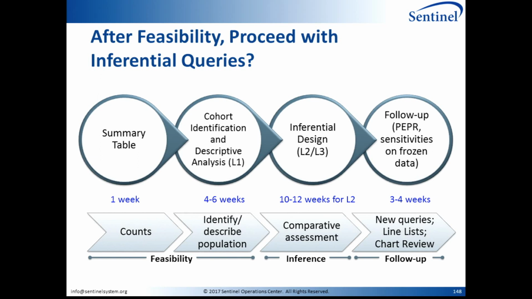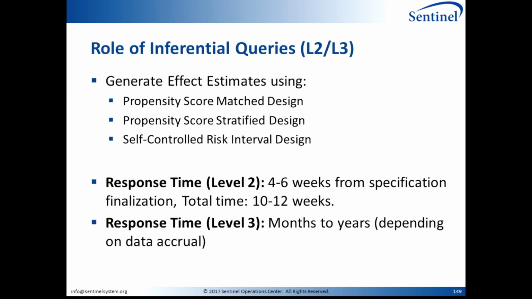And then to actually execute that inference, the idea here being, again, more sophisticated confounding control. Because bottom line, this is observational data. All we produced in terms of the rates that we saw were crude and unadjusted. And so the role of inferential queries is to generate effect estimates. And we have a couple of designs for that. I'm going to touch on these here, but really the next time we'll talk about them is in February, when we come back after the Sentinel annual meeting and go through some of these inferential queries. So we have a propensity score match design, a propensity score stratified design, and a self-controlled risk interval design. And those typically take longer to specify. They're more complex queries and longer to actually turn around that information.